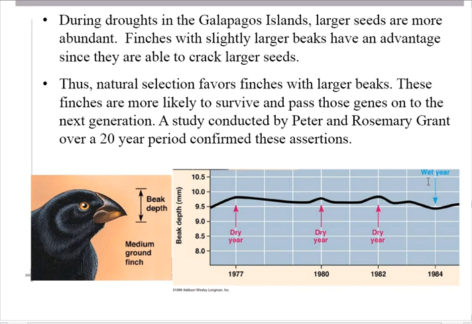Once all the birds eat all the small seeds, then they're forced to all try and eat the big seeds, and only the birds with the large beaks, with a greater beak depth, have a strong enough beak to crack open those hard seeds. Because of that, in the next generation, there are more genes passed on for larger beaks. So in dry years, the beak depth increases in the Galapagos Islands.